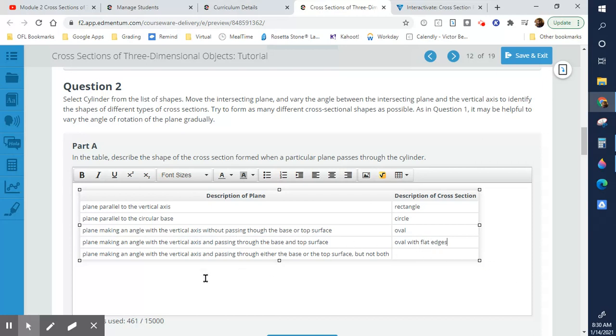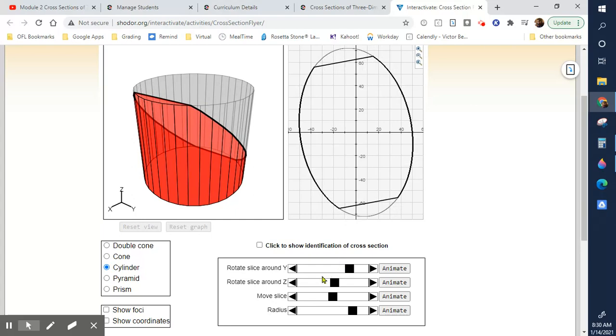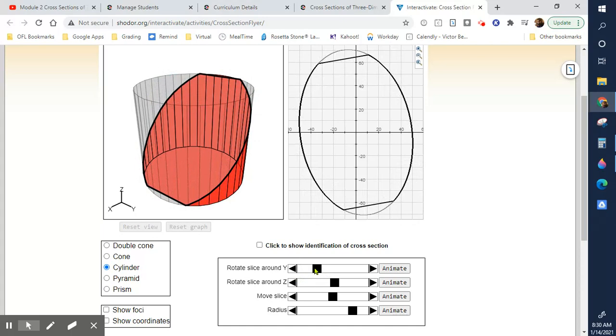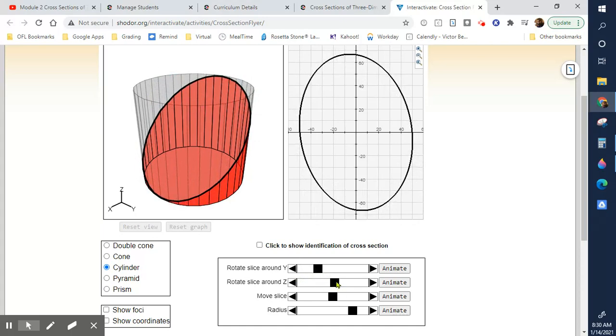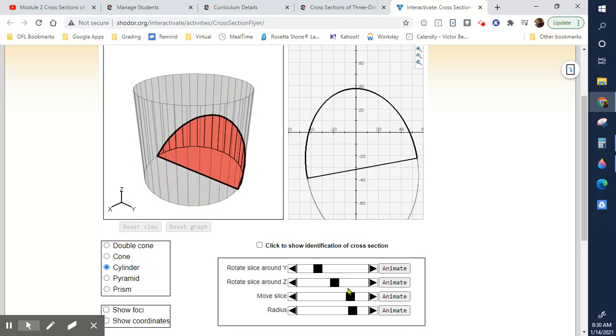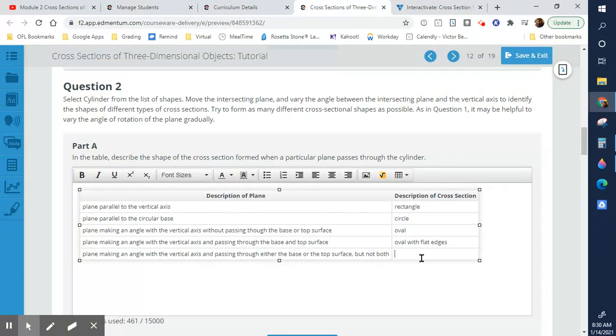And then making an angle through either the base but not both. So either of the bases. So I'm just going to angle it. Oh my gosh. I'm going to have to move this down. There we go. So we just see an oval with only one flat edge, I guess. Oval with one flat edge.